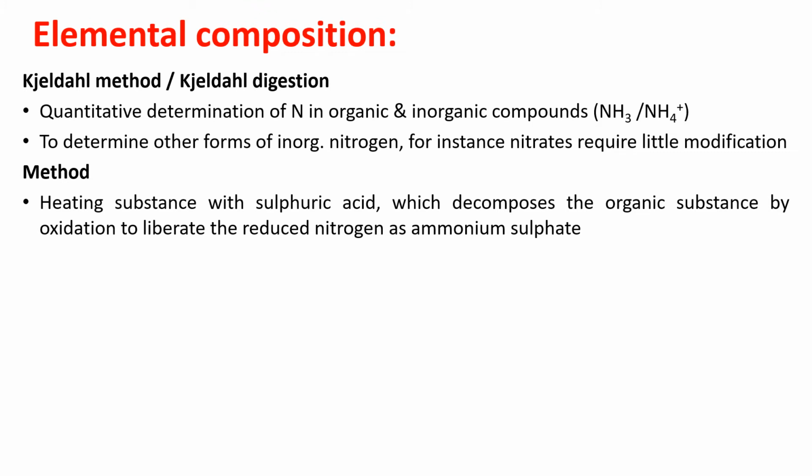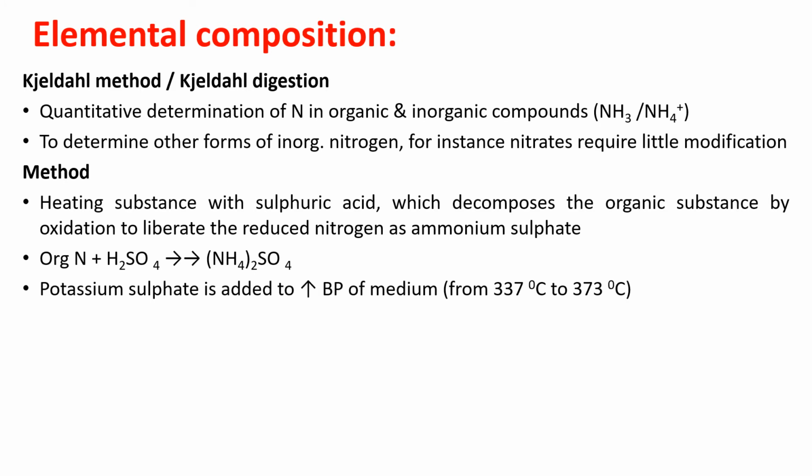Because the albumin is a protein, so it will have amino acids. Each amino group will react with sulfate to form ammonium sulfate. So suppose your albumin has 100 amino groups, it will react with 100 sulfate molecules to form 100 ammonium sulfate molecules. Organic nitrogen of albumin plus H2SO4 is heated and oxidized to get ammonium sulfate.